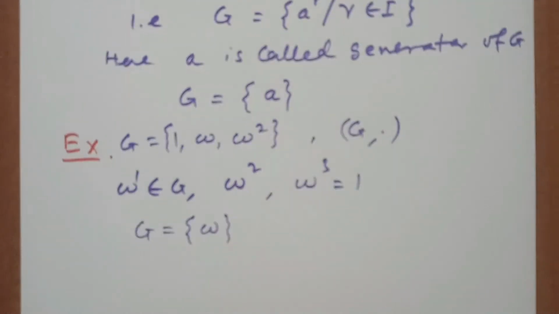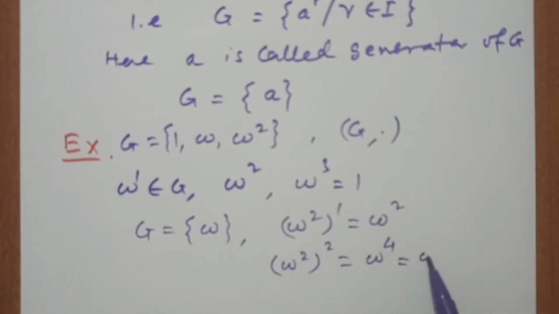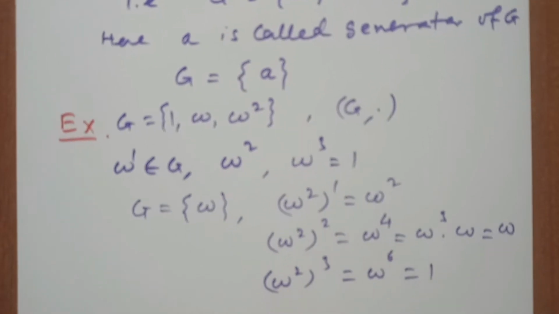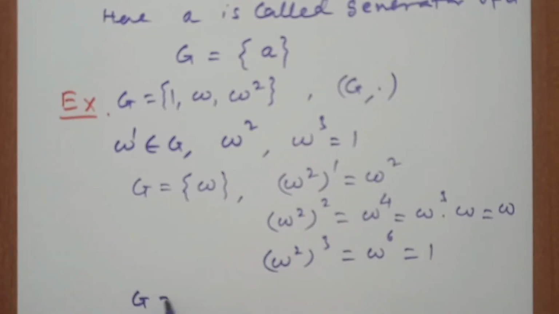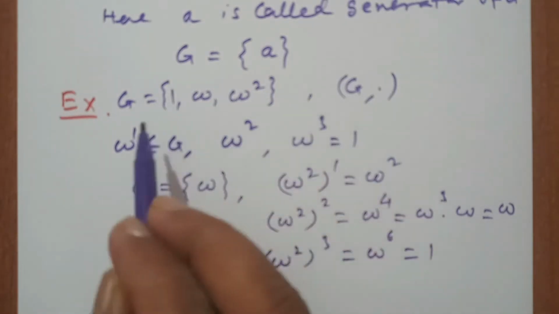And similarly we will try for ω². So of course (ω²) to the power 1 is equal to ω², (ω²) to the power 2 is equal to ω⁴, which means ω³ into ω. So this is ω, because ω³ is equal to 1. Similarly (ω²) to the power 3 is equal to ω⁶, which is equal to 1. It means ω² is also a generator of G. It means this is a cyclic group.